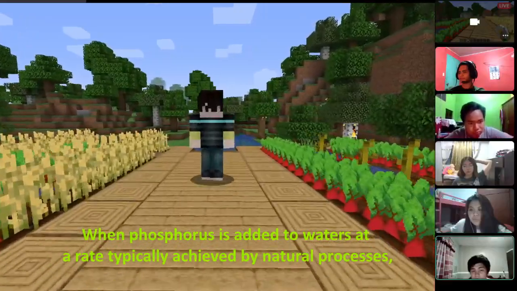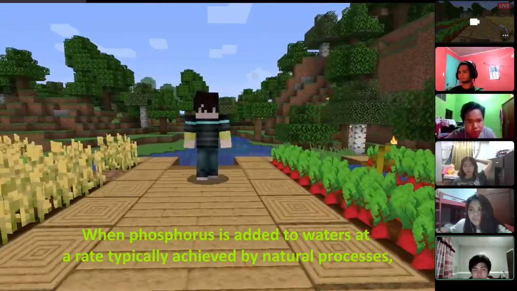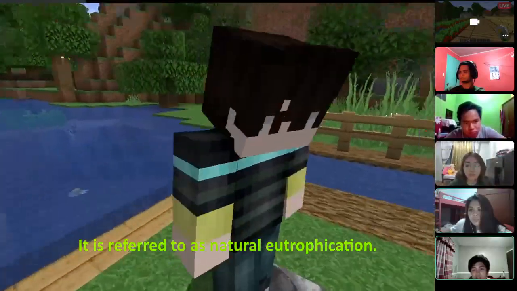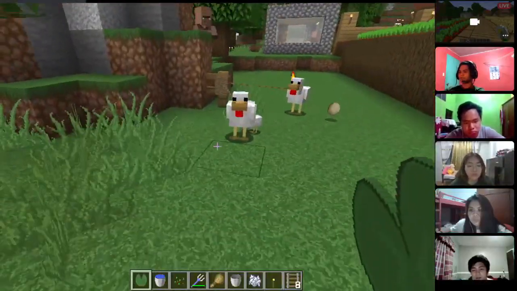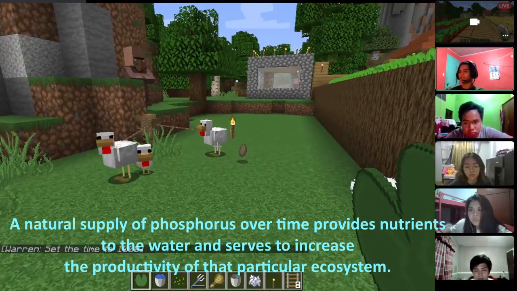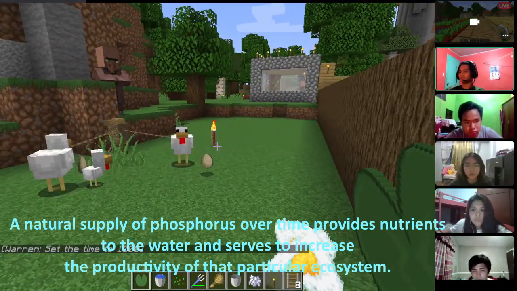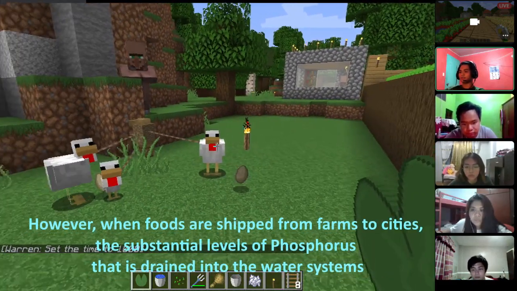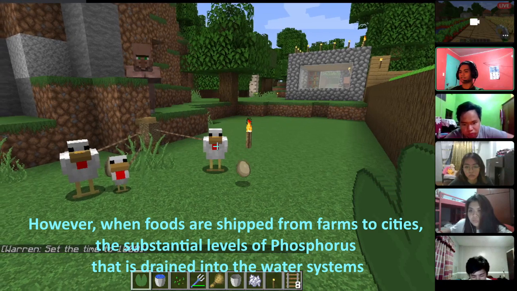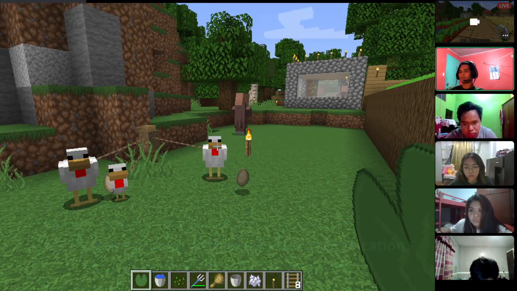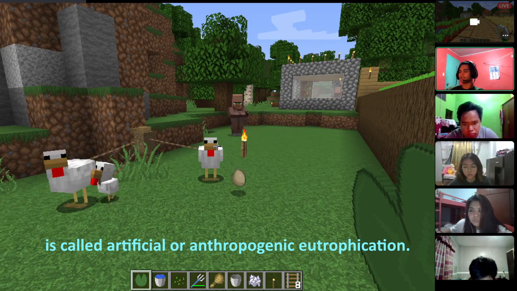When phosphorus is added to waters at a rate typically achieved by natural processes, it is referred to as natural eutrophication. Natural supply of phosphorus over time provides nutrients to the water and serves to increase the productivity of the particular ecosystem. However, when foods are shipped from farms to cities, the substantial levels of phosphorus that are drained into the water system is called artificial or anthropogenic eutrophication.